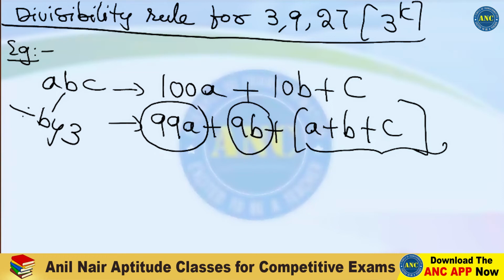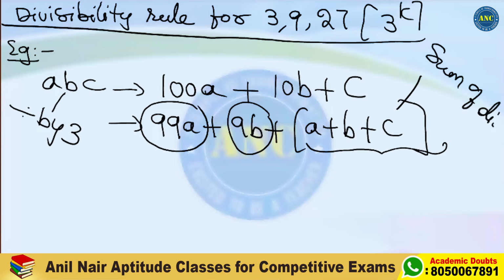What is A plus B plus C? A, B and C are the digits for the number ABC. What do you mean by A plus B plus C? Sum of the digits should be divisible by 3. A plus B plus C is nothing but the sum of the digits. That means for 3 I got it.